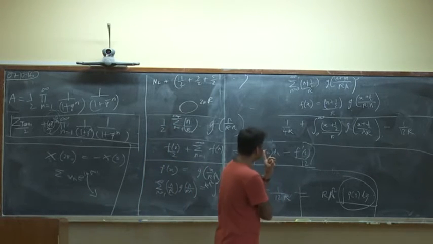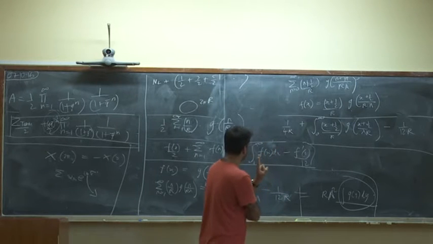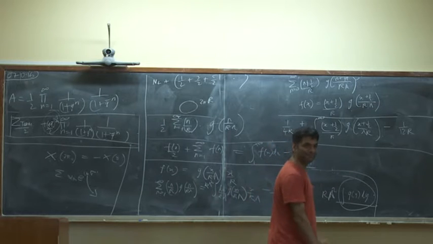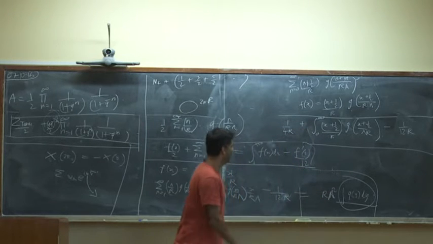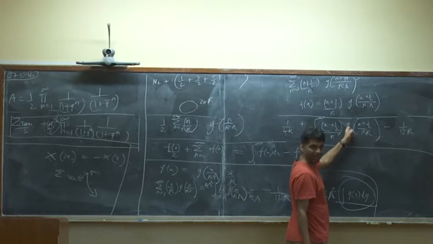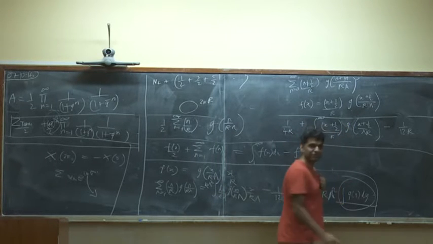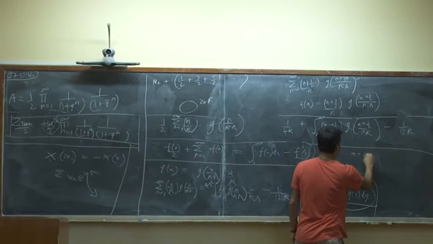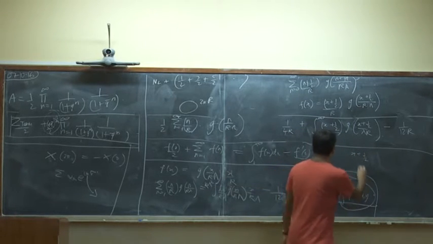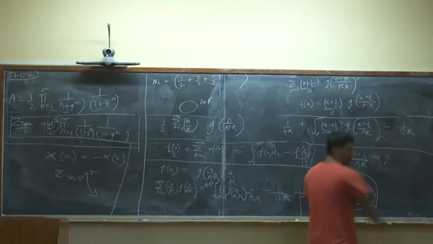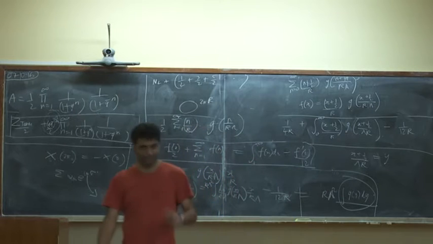Probably, but we must make sure that there's no constant apart from it. Because of these halves, let's do that carefully. See, once again, what we can do is do this change of variable. Okay? Let's do the change of variable x plus half pi lambda r is equal to y as before.